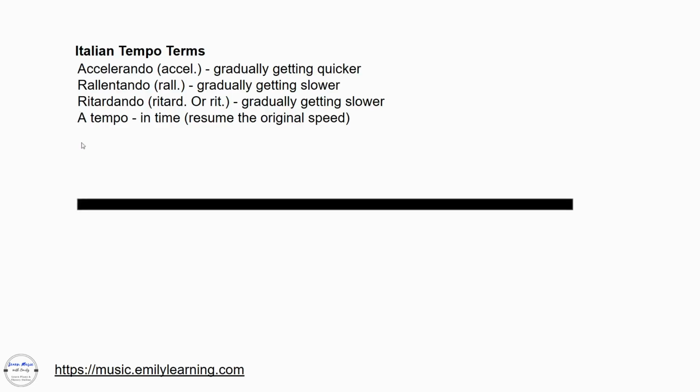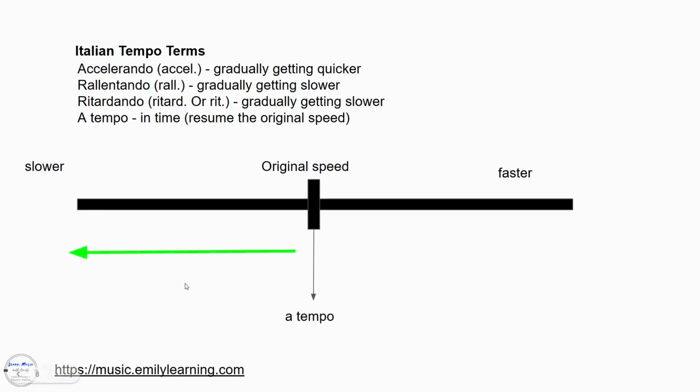Same thing, we'll draw out this line again, and we will write original speed in the center now. On the left, we will put slower, and on the right, we will put faster. Now let's look at the original speed. If I want to go back to what the speed was initially, it will be a tempo. If I want to go slower, it will be all the R terms, rallentando and ritardando.